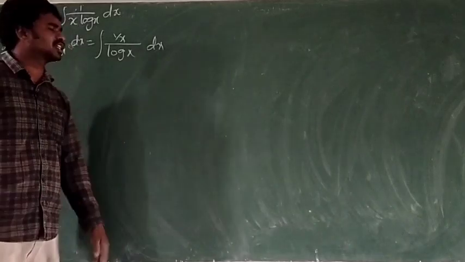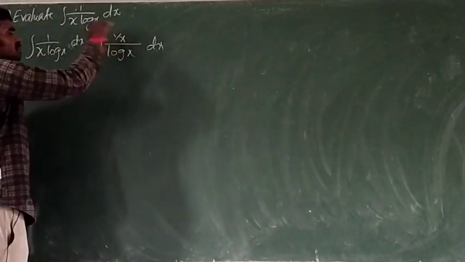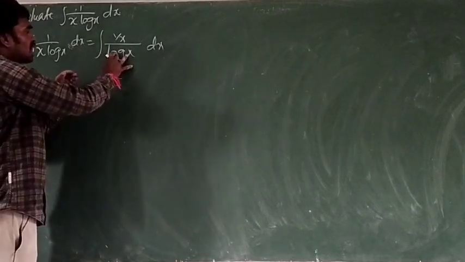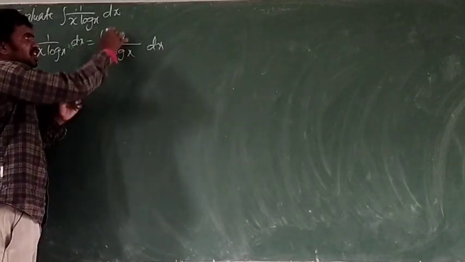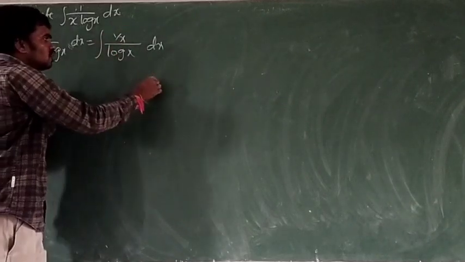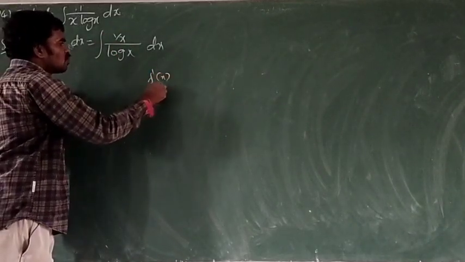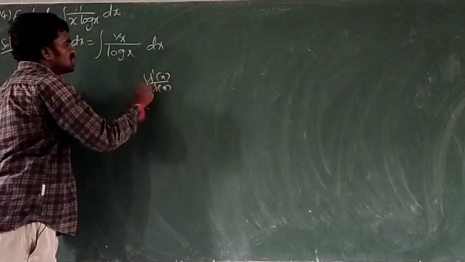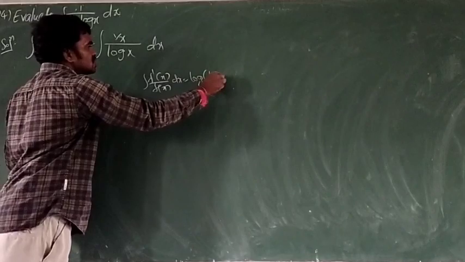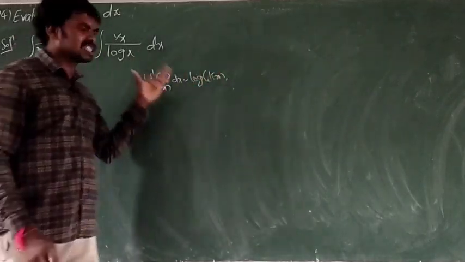In the next part I will tell you. The derivative of log x is 1 by x. So this is the function and this is the derivative of the function. This is f of x, and this will be f dash of x. So the formula is: the integral of f dash of x by f of x dx is equal to log of f of x. I will use this formula not only for this problem.